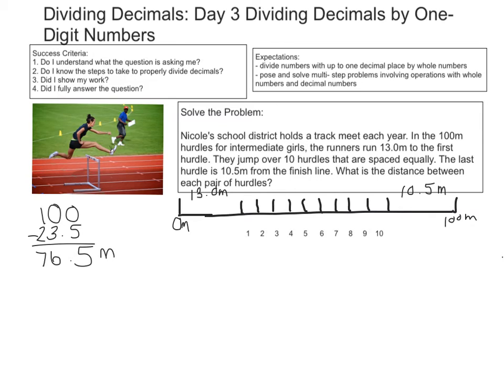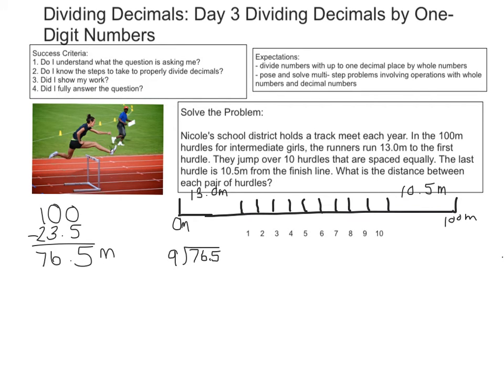What is the distance between each pair of hurdles? So we know that there are 9 equal spaces because we aren't counting the hurdles themselves, we're counting the spaces. So we have 1 here, 2, 3, 4, 5, 6, 7, 8, and 9. Now that we know there are 9 equal spaces between the hurdles, we have to figure out the distance between each pair of hurdles. And how do we do that? Well, we divide the 76.5 meters, because that's the distance between these hurdles, by 9, because we have 9 spaces.